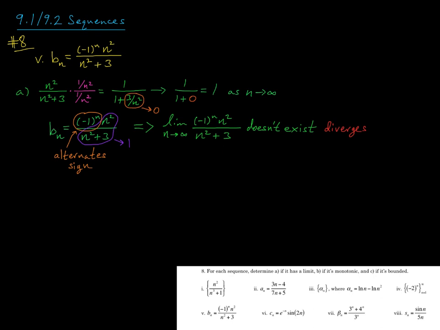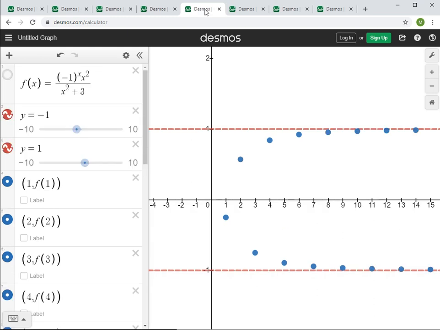Okay, so now what's going on with b sub n? Well, as we just noted, n squared over n squared plus 3 is going to get closer and closer to 1. But see, this negative 1 to the n is going to alternate our sign. So b sub n is going to be approaching values that alternate between things really close to positive 1 and really close to negative 1. Let's look at a picture.